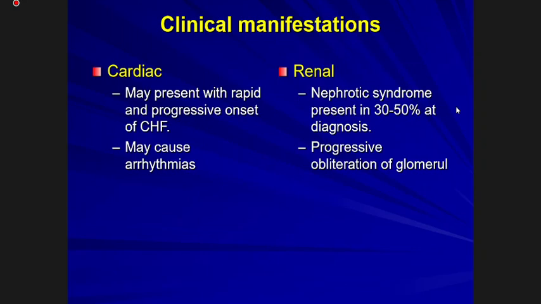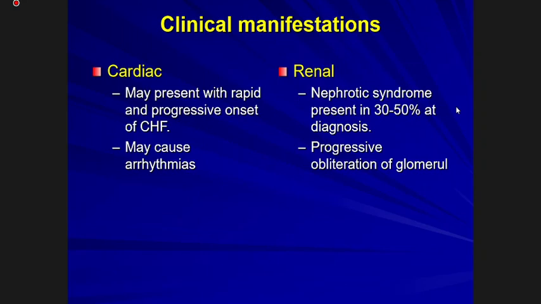Okay, in the kidney, it can obliterate the glomerulus as well as your tubules. It disrupts the whole filtration system, so the patient can come with proteinuria, up to the extent that they can come with what we call nephrotic syndrome. In about 30 to 50% of patients with amyloidosis in the kidney can present with nephrotic syndrome.